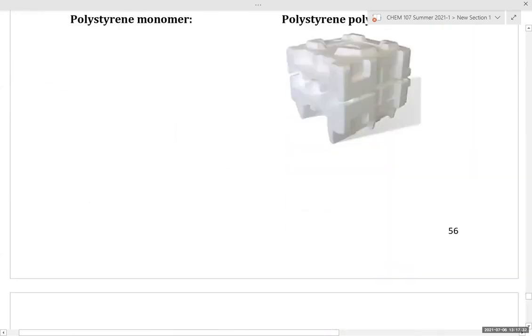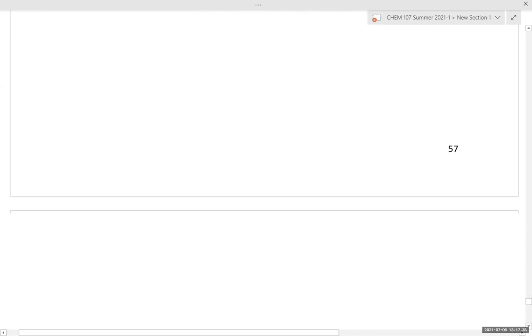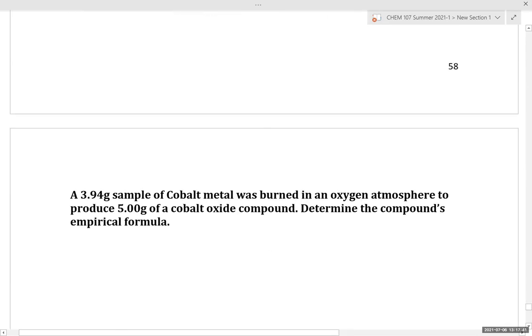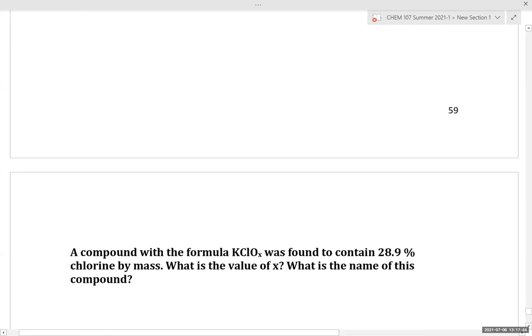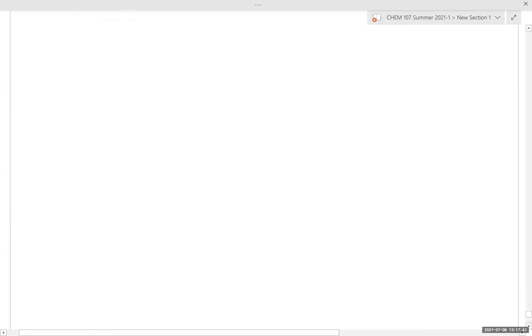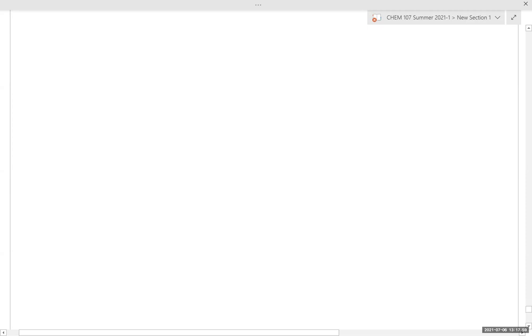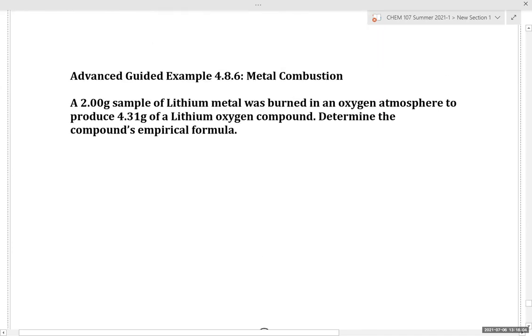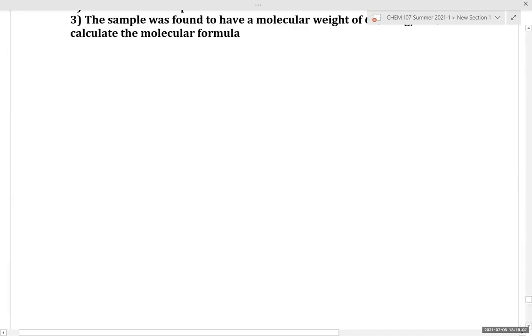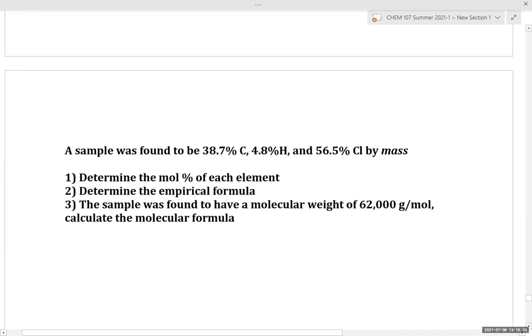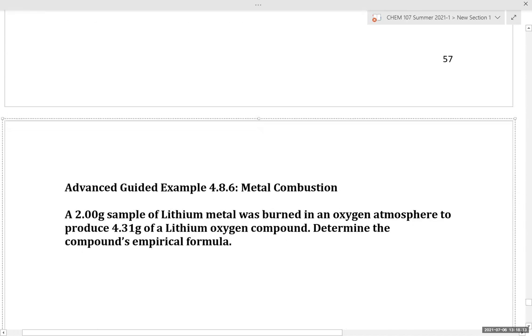So the remaining parts of this chapter are just some additional examples that I've provided and worked out in a video. They cover examples of empirical formula calculations and some basic combustion analysis problems. What we'll do during the remaining part of this class session is work on some of these more complex examples, and we're going to skip the polymer example because it's a repetition.